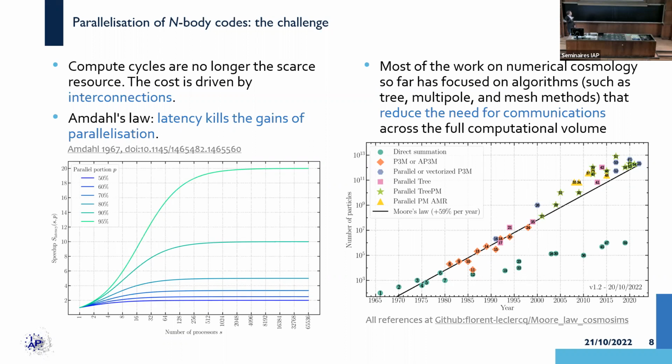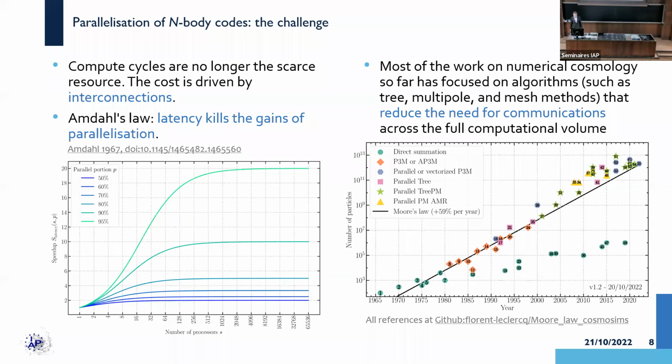But you have this full cloud of dots here of algorithms that use essentially approximations in order to compute the gravity field, such as tree, multipole, mesh methods, etc. So they tend to drastically reduce the need for communications across the full computational volume. And this is why cosmological simulations have been able to essentially follow Moore's law here of 59% per year. Actually, even a slightly super-exponential trend, you may argue, for the last few years. All of the references are here on my website if interested.